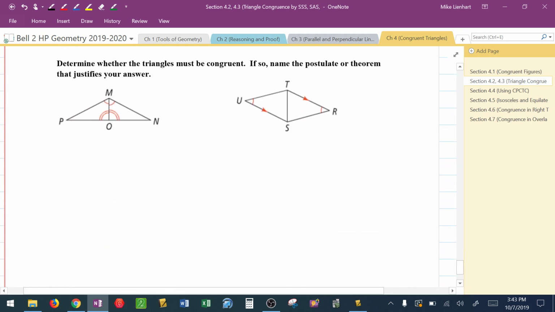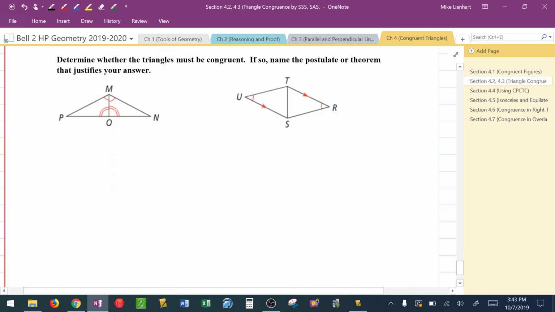All right, so the last thing I want to talk to you guys about is determine whether the triangles must be congruent. If so, tell me how. All right. So if I look at this, the one thing that jumps off the screen at me is this congruency that must be shared. I know that these two triangles, triangle PMO, must be congruent to triangle NMO by, read the picture, angle, side, angle.